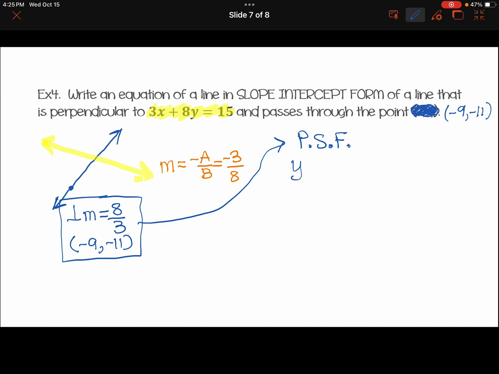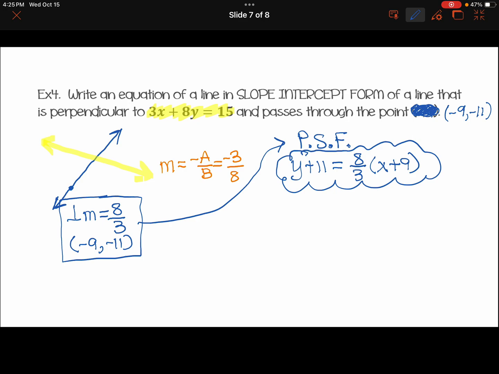So y minus -11 would be plus 11 equals 8/3 times x minus -9 would be plus 9. And this right here describes the blue line. The only problem is they asked for the equation to be in slope-intercept form, and this is not in slope-intercept form. So now I'm going to use my equation manipulation skills.